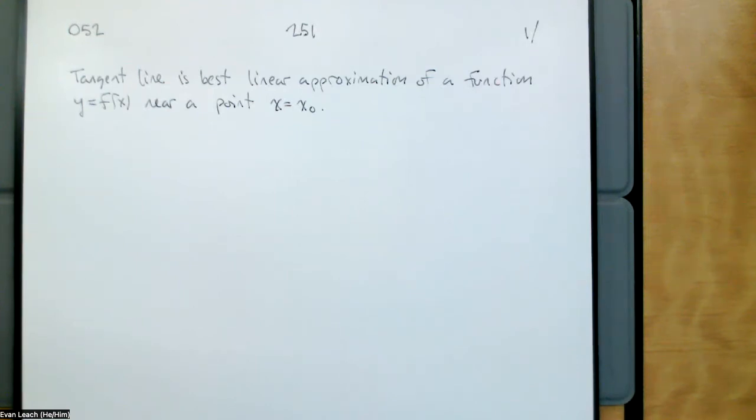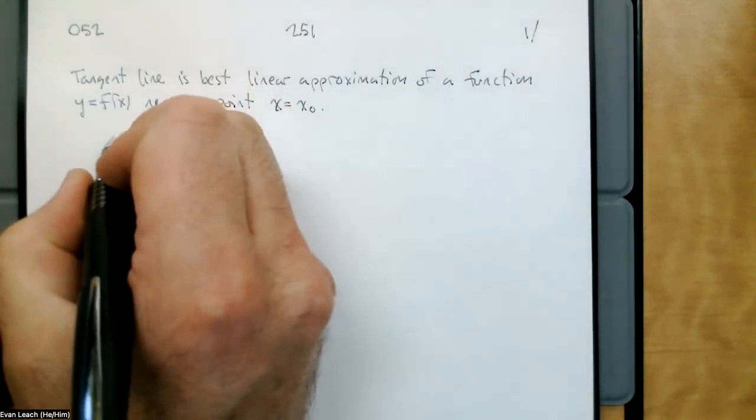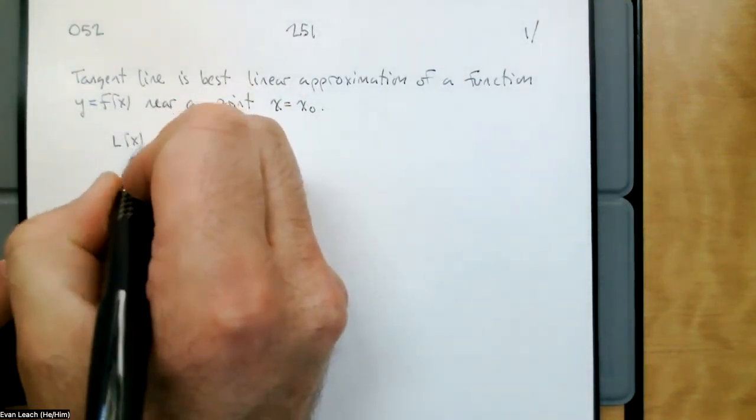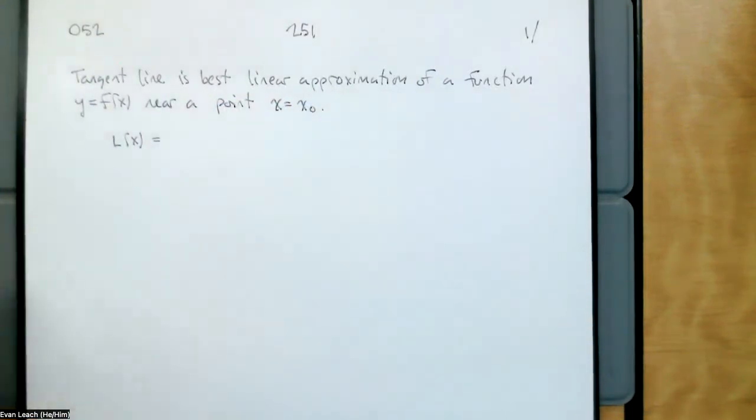Today we want to go a little bit further with this tangent line business. Remember that the tangent line is the best linear approximation of a function near a point. So let's call this linear function L of x. What we're doing is making a linear function that matches our function in its value and its first derivative.